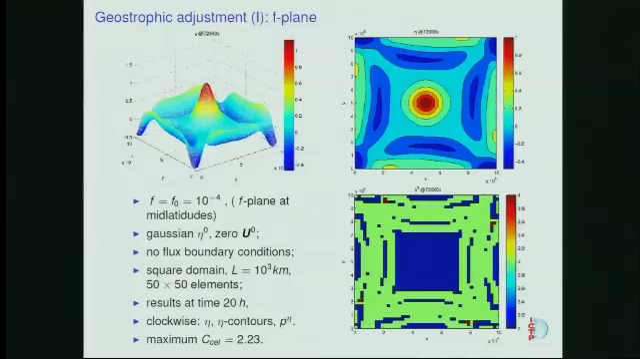Again, in the F-plane approximation, we have the propagation of gravity waves and their reflection on walls, and in the central part of the domain, the development of steady modes in geostrophic equilibrium. And again, below you can see the distribution of the degrees of freedom adapted.